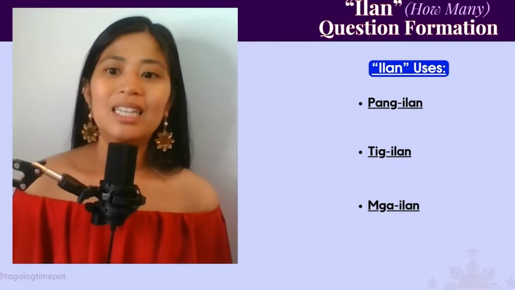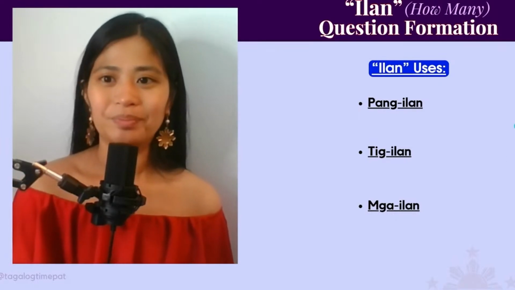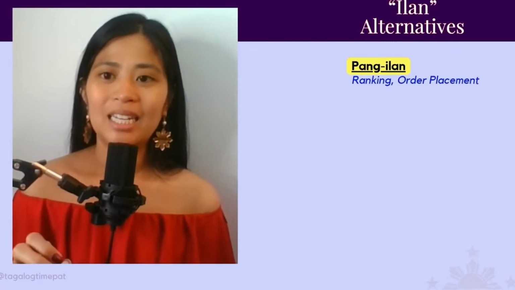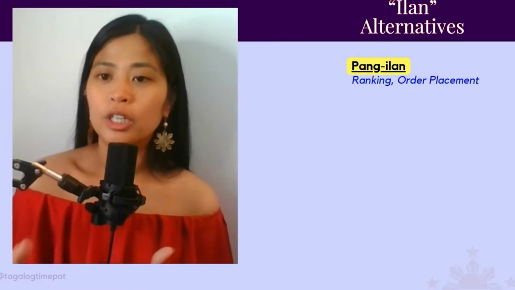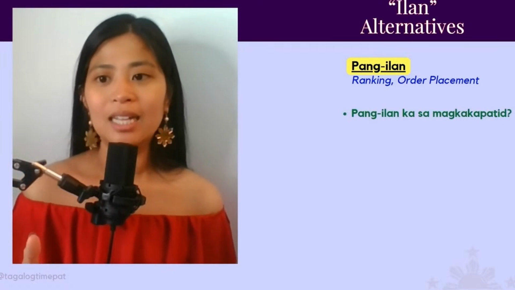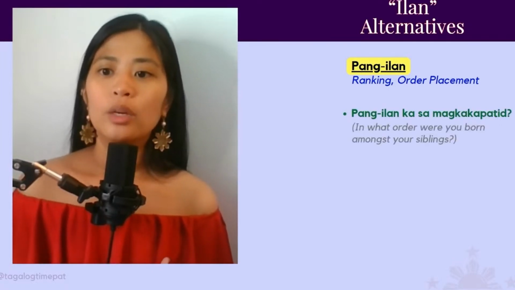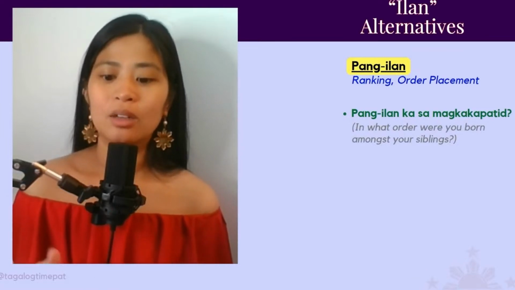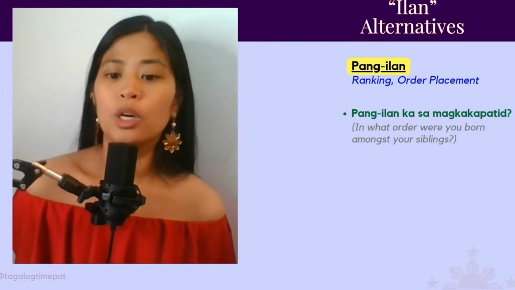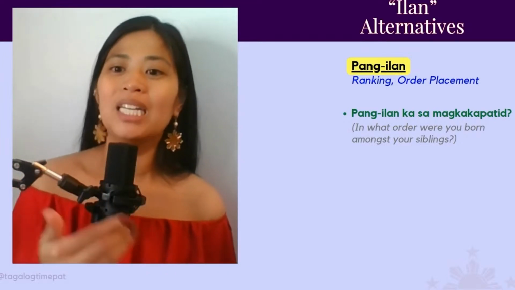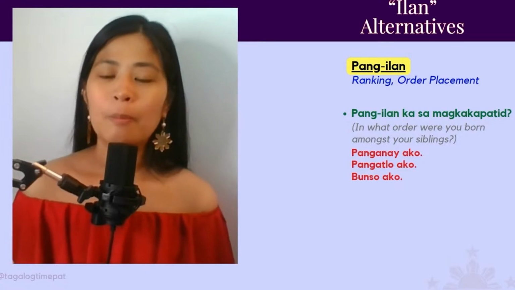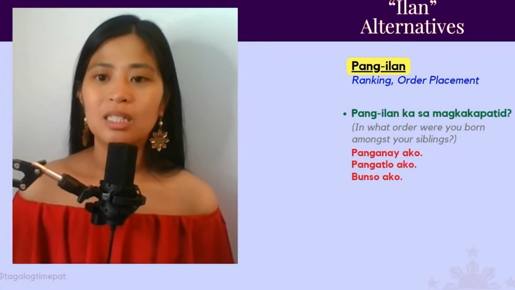Now, there are other ways to use ilan. Very interesting. So there's pang-ilan, tig-ilan, and mga ilan. So, pang-ilan is what you use when you're asking about the ranking of something or the order of something. So, for example, pang-ilan ka sa magkakapatid? In what order were you born amongst your siblings? So, were you the oldest? Were you the firstborn? Are you in the middle? Are you the last? Where were you in the order of your siblings? Pang-ilan ka sa magkakapatid? Some responses, panganay ako, I'm the oldest. Panganay ako.